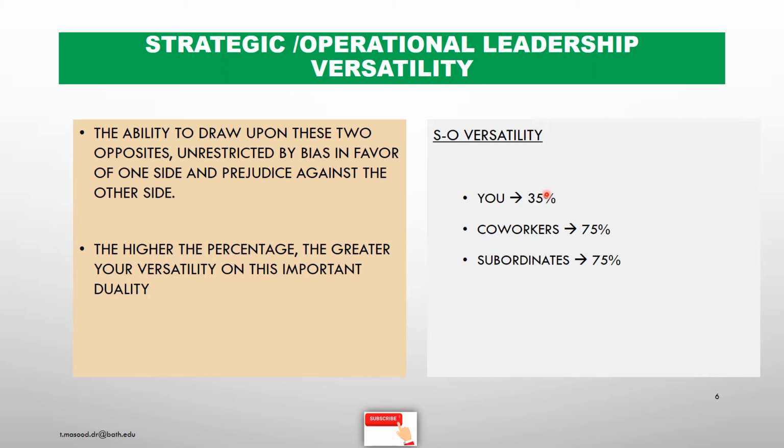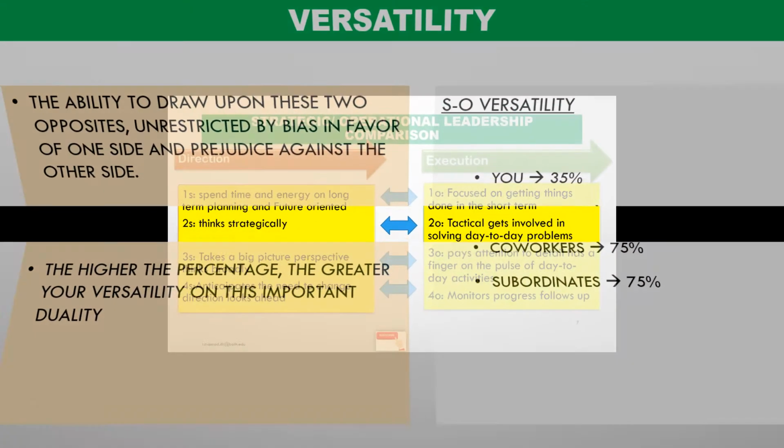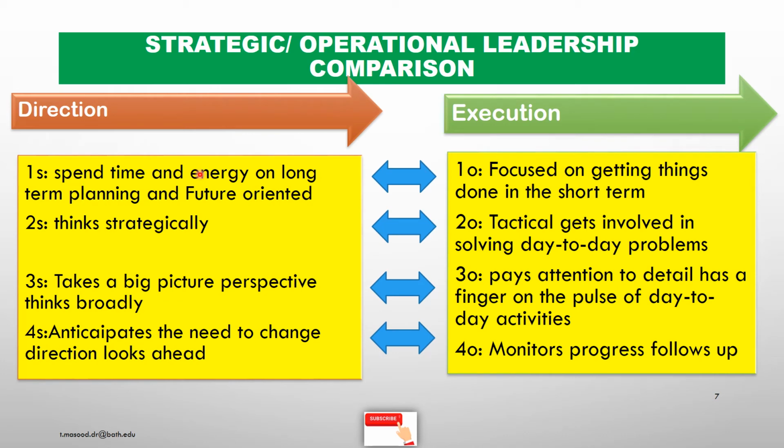Okay, now I am going to discuss the first layer of strategic and operational leadership style comparison: direction versus execution. In direction, you can see 1S, 2S, 3S, 4S. In execution, 1O, 2O, 3O, 4O. 1S is strategic style and 1O is operational style. These styles are opposite to each other.